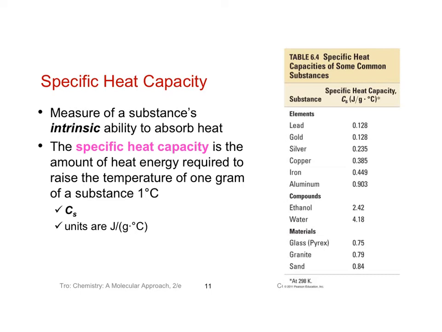So specific heat capacity, again, it changes according to the element. Here's a bunch of elements and their heat capacities. Here's water. Huge, right? 4.184. Specific heat capacity of water is very large. And so different materials have different heat capacity.